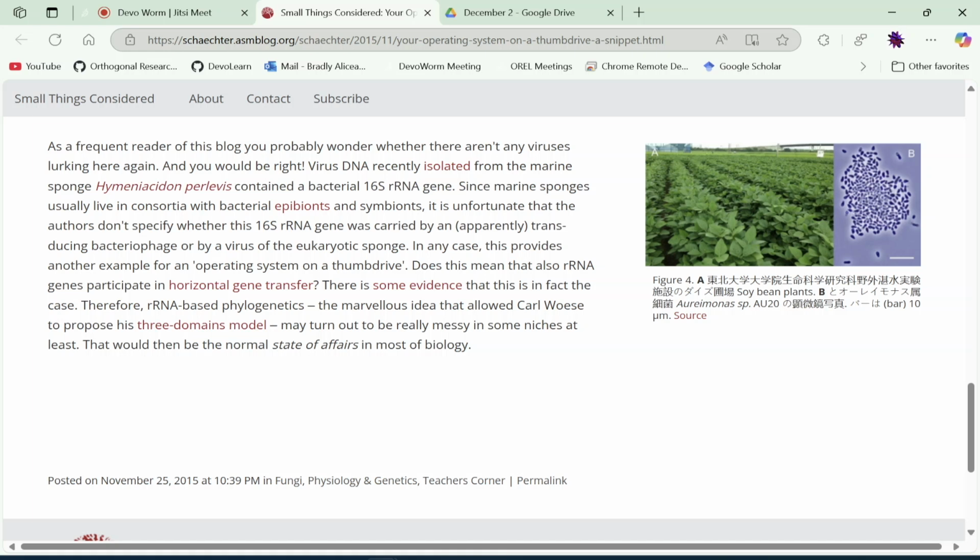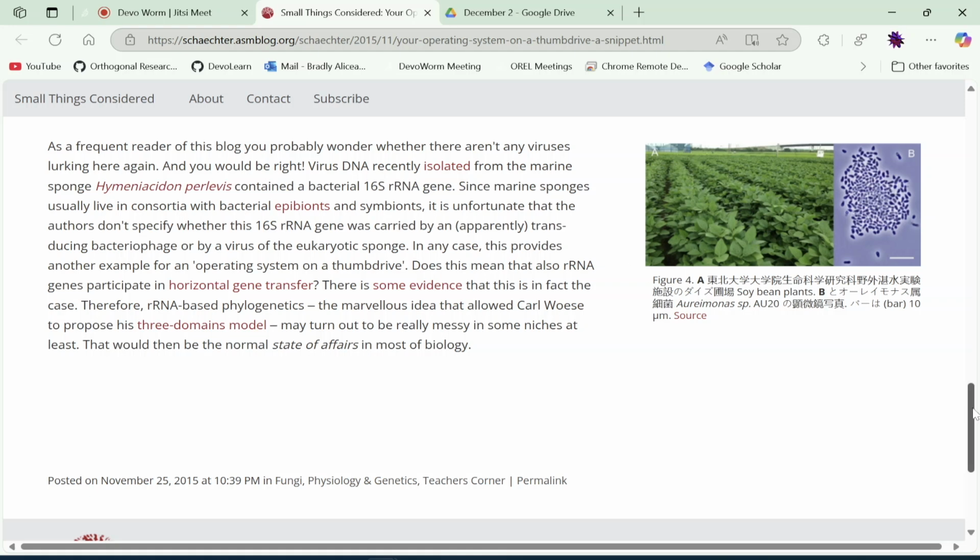So does this mean that rRNA genes also participate in horizontal gene transfer? There is some evidence that this is in fact the case. Therefore, rRNA-based phylogenetics, the marvelous idea that allowed Carl Woese to propose his three domains model, which of course was a famous study where Carl Woese laid out the framework for eukaryotes, bacteria, and archaea, may turn out to be really messy in some niches at least. This would then be the normal state of affairs in most of biology. So it's an interesting post.